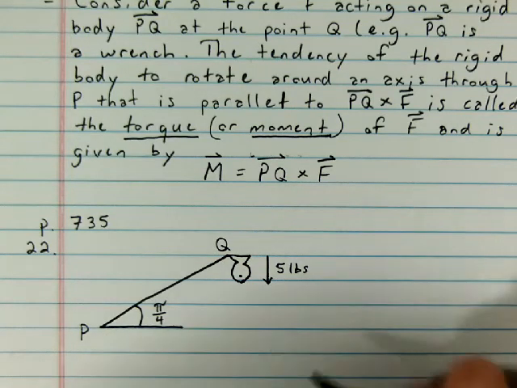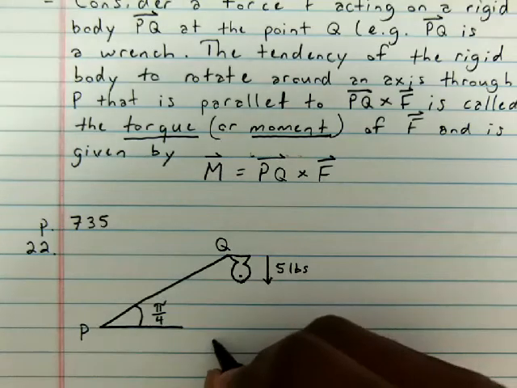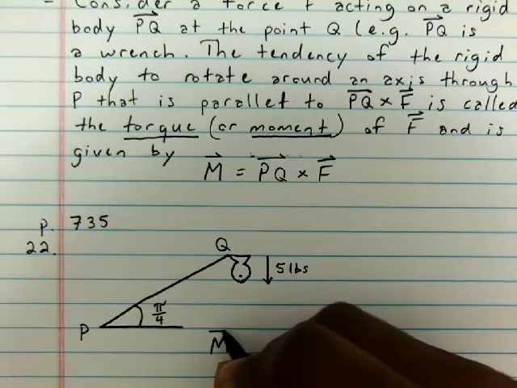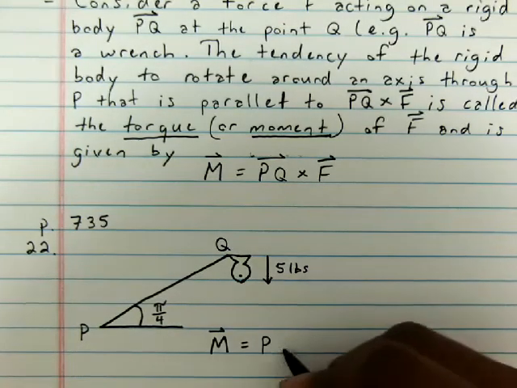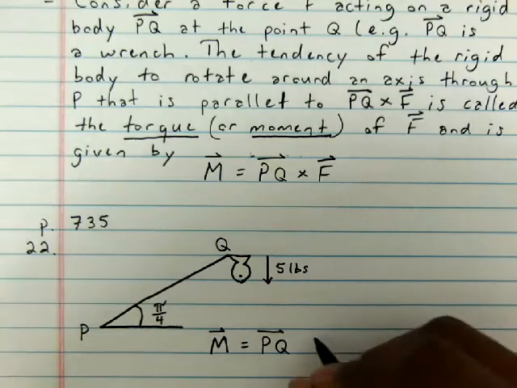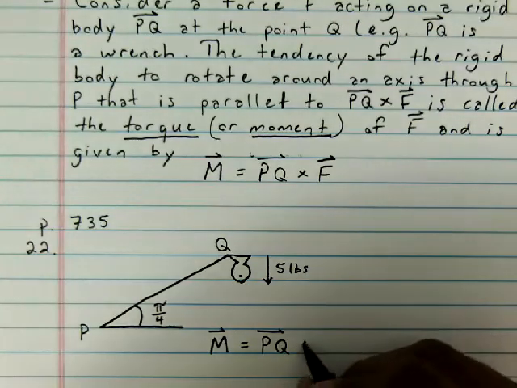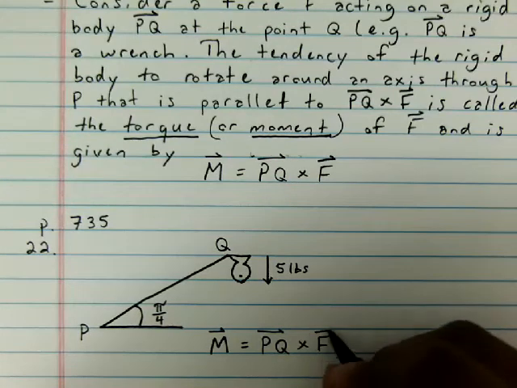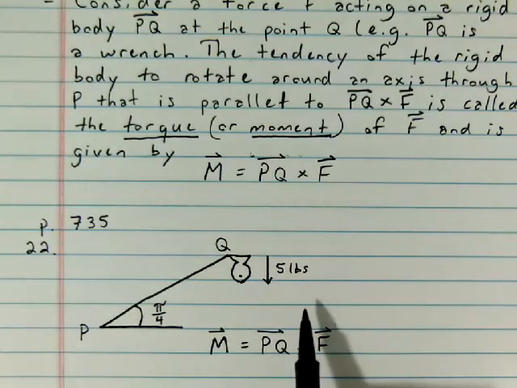So the fish is our force and our turning point is the handle end of the pole. To compute M, our moment, it is the vector PQ crossed with our vector F. So we have to figure out what these two vectors are.